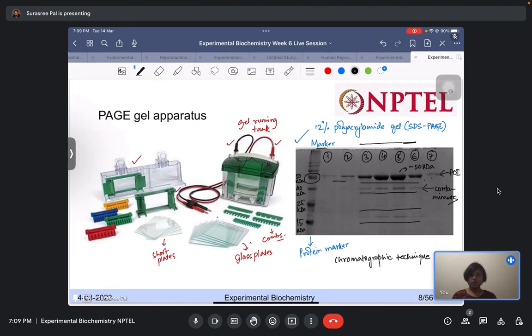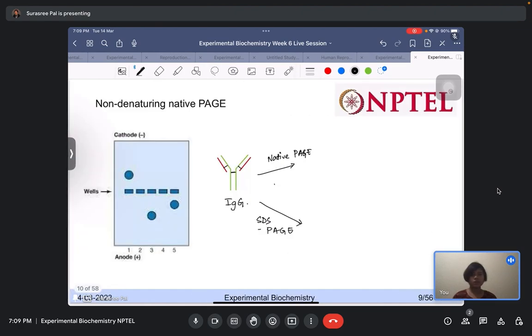Now this is all the denaturing page or SDS page. There is also another type of page which is called a native or non-denaturing page. Here the difference between SDS page and native page is that the SDS molecule is not used in native page, and beta mercaptoethanol is also not used. Since SDS is not used because it is non-denaturing, the proteins will be of various charges.